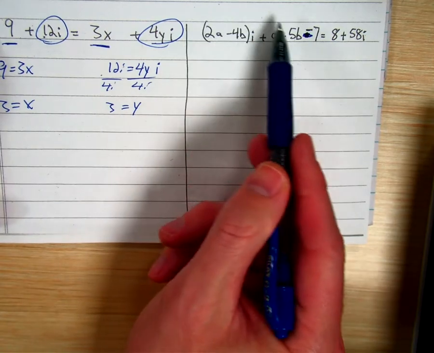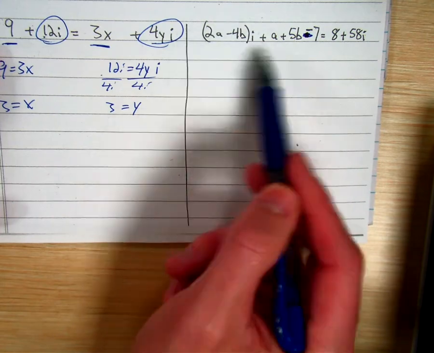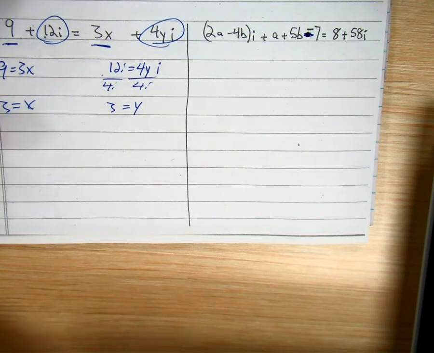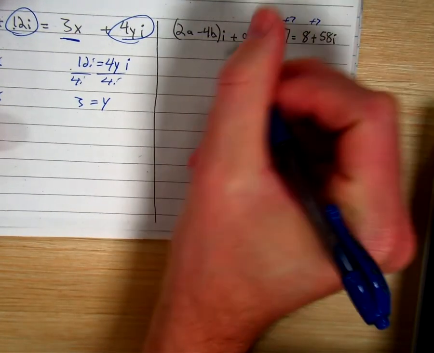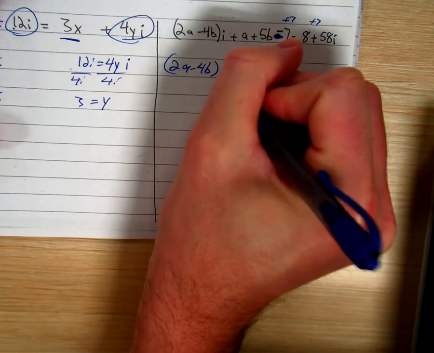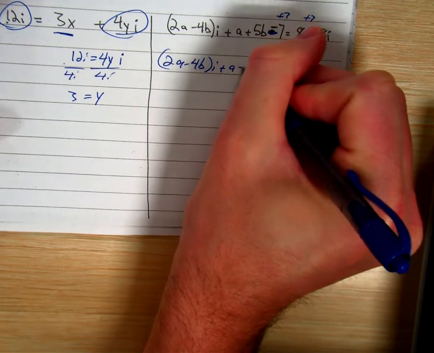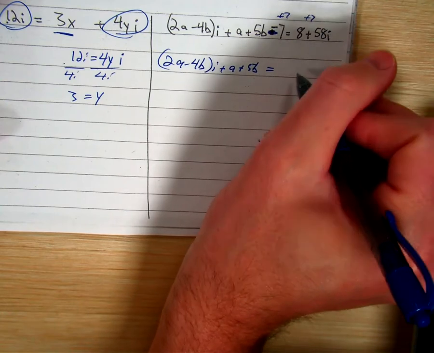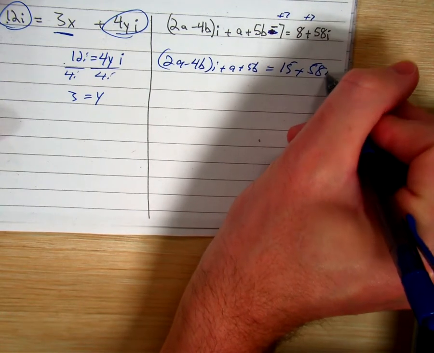So all these have a's and b's except for this minus 7. So let's keep all the a's and b's on one side. We'll move all of the other numbers to the other side. So I'm going to add that 7 over. And we'll have 2a minus 4bi plus a plus 5b equals 15 plus 58i.